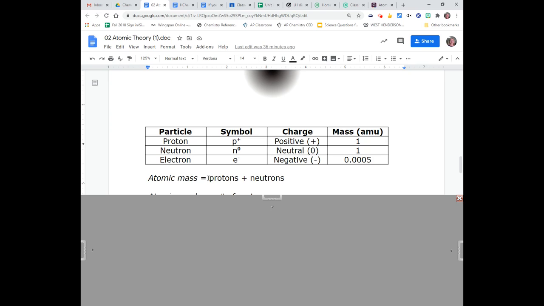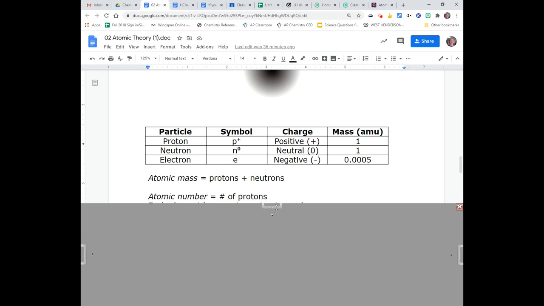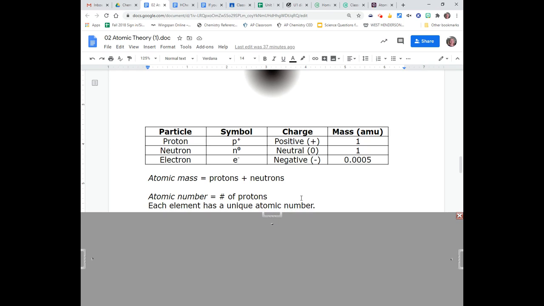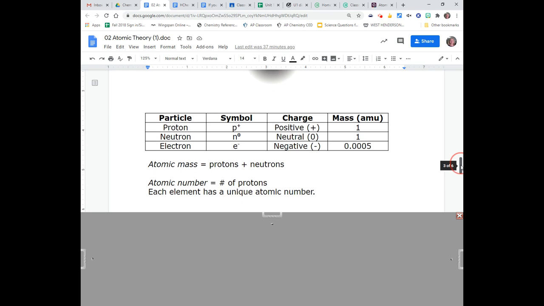We can find the number of protons that an atom has very, very easily by using the periodic table. And what tells us the number of protons is the atomic number. And I'll show you where that is on your periodic table here in just a second. It is different for every atom. And in fact, the number of protons determines what an atom is. So if an atom has 6 protons, it is carbon all day. If something happens and it has 7 protons, it's no longer carbon, it is nitrogen. So each element has a unique atomic number. So it's like nothing else on the periodic table.